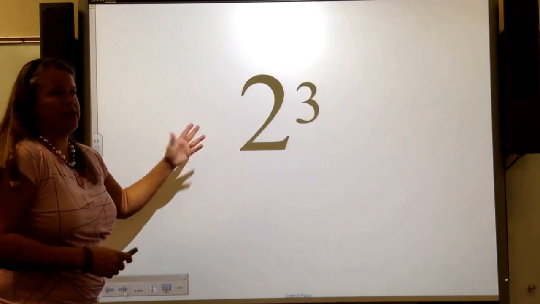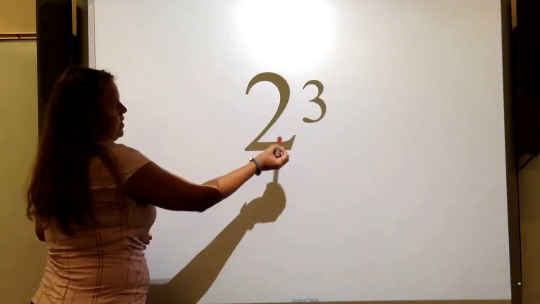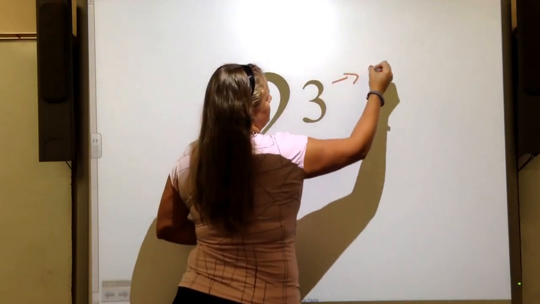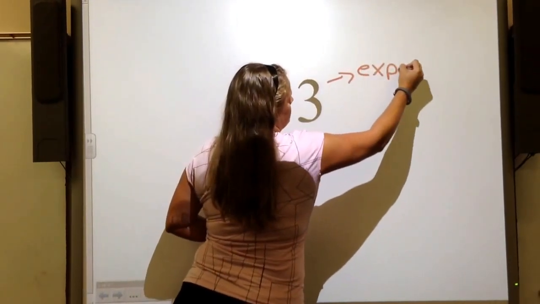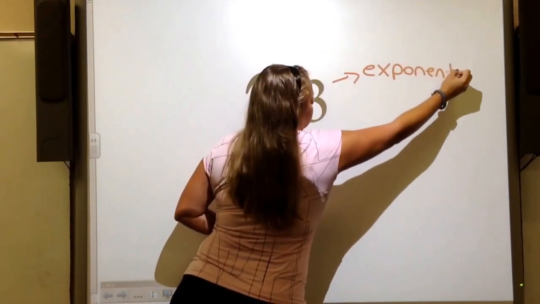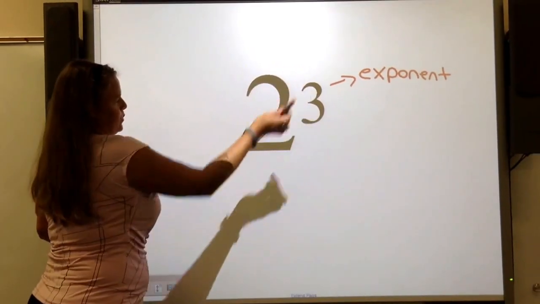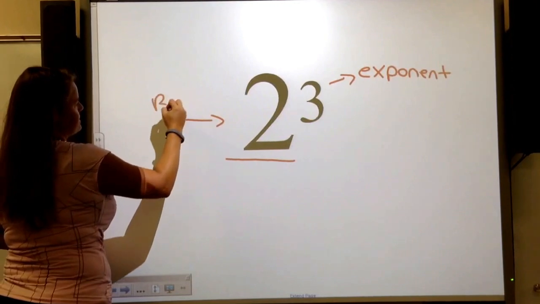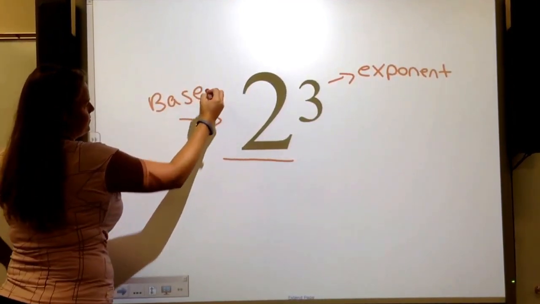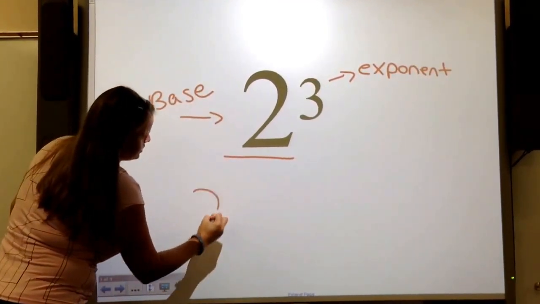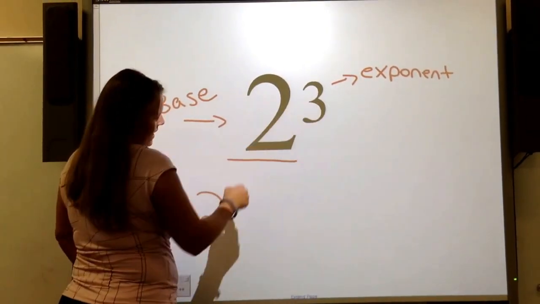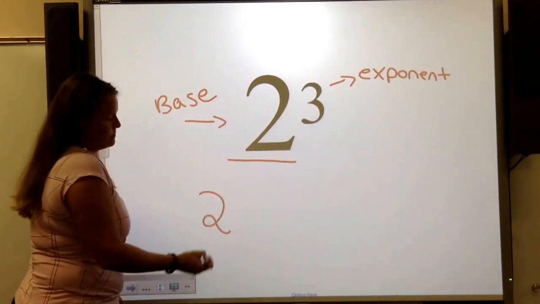So this is an example of exponential notation. 3 is your exponent. So 3 is the exponent. 2 is the base. So we write down the number 2, because that's the base. And then this tells me to write down that number 2 3 times.